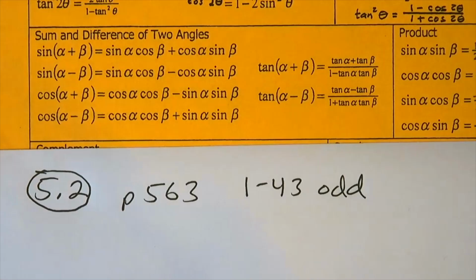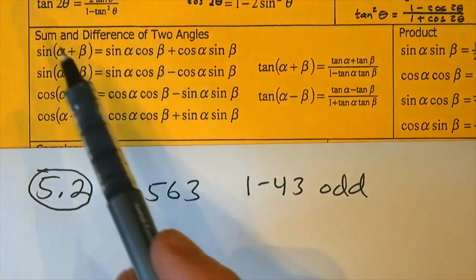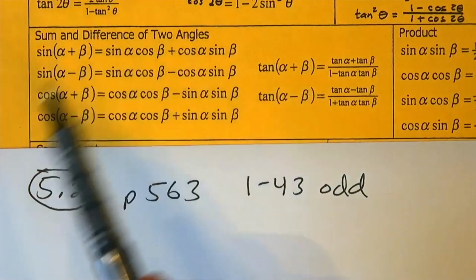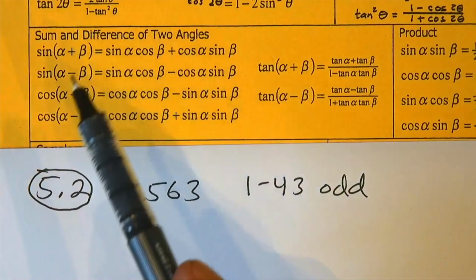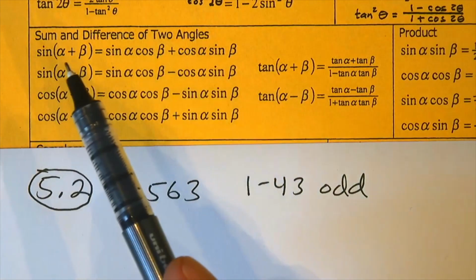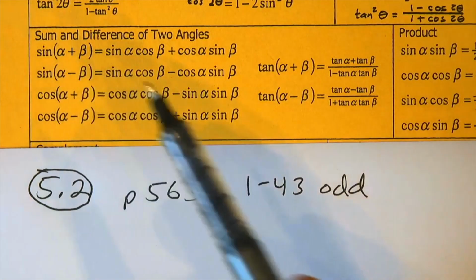Okay, so today is section 5.2. It's called Sum and Difference of Two Angles. It's about this little group of formulas, and I don't expect you to memorize it. You might wonder, how did they even come up with these things? Well, it's like from 5.1. They're saying, is this the same as this? And they do a little proof.